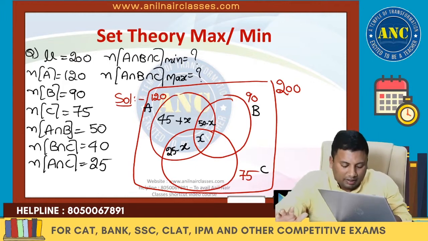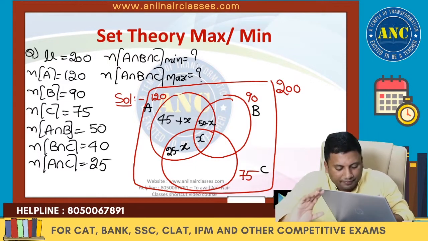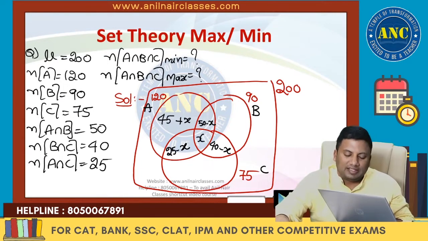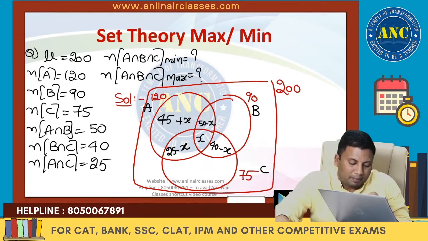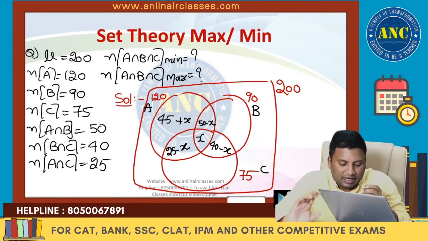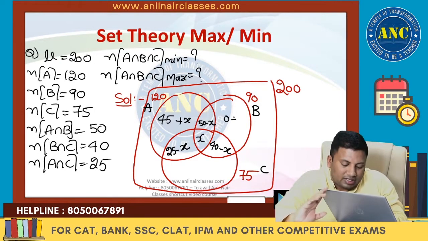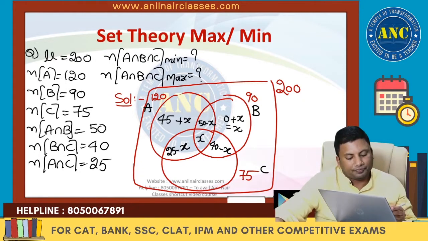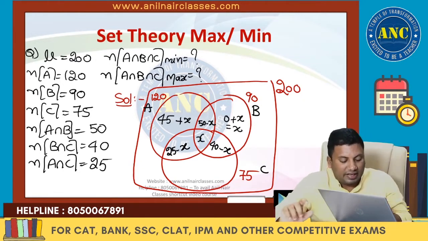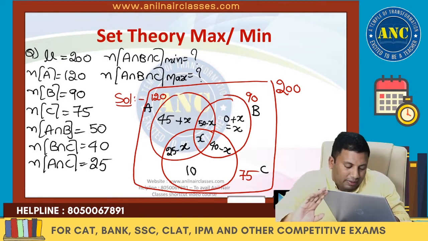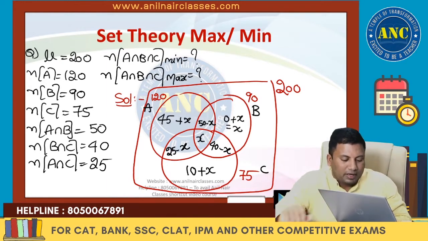n(B intersection C) is 40, so it is 40 minus X. n(B) is 90. So 50 plus 40, it is nothing but 90, so it will be 0. There are 2 negative X, so there will be 2 positives. 0 plus X is X. C is 75. 25 plus 40 is 65, so it will be 10. There are 2 minus X, so there will be 10 plus X.